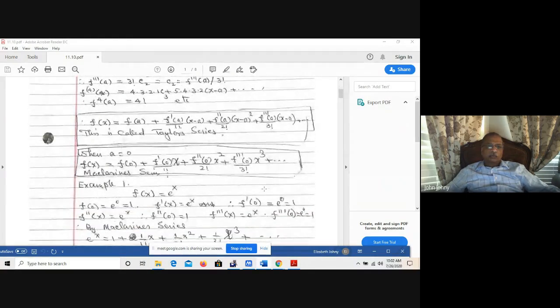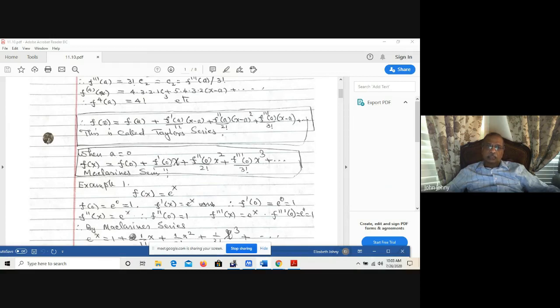In particular, when a is equal to 0, the series becomes f(x) = f(0) plus f′(0) over 1 factorial times x plus f″(0) over 2 factorial times x² plus f‴(0) over 3 factorial times x³ plus etc. This is called the Maclaurin series. Derivation is not very important, but you have to memorize the result.